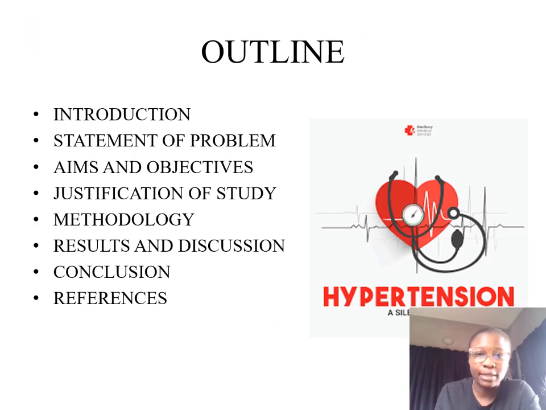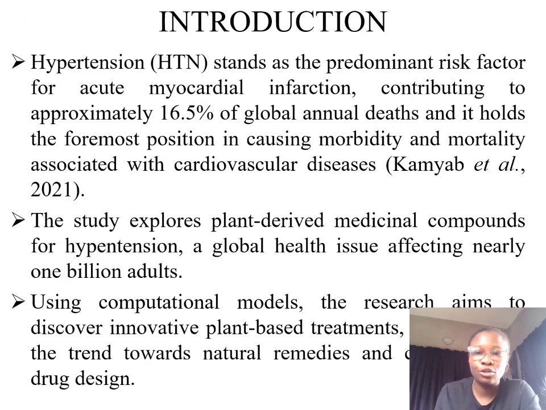This is my outline. Introduction. Hypertension is the recurrent increase in blood pressure and it has been said to contribute to 16.5% of global annual deaths, thereby causing morbidity and mortality rates to increase. This results in a cause for concern, and this study tends to explore plant-derived medicinal compounds for hypertension using computational models.